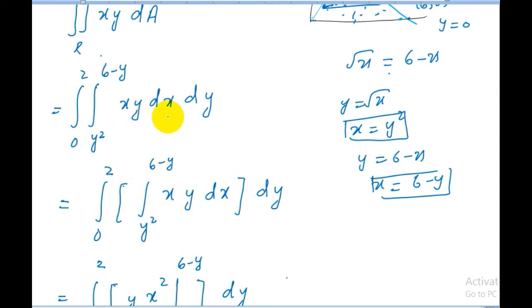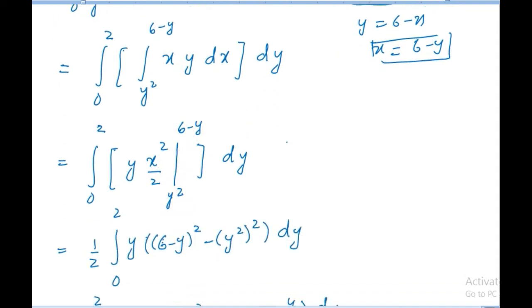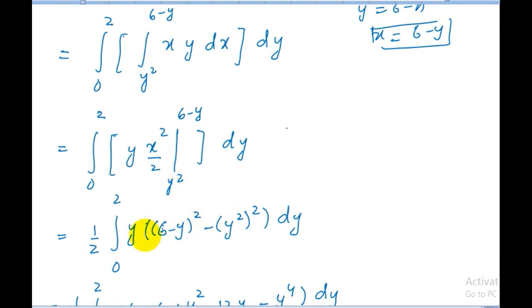First we evaluate the inner integration with respect to dx, partial integration with respect to x. For this, y is kept as constant, so the integration of x is x square upon 2, and its variation is from y square to 6 minus y. So after putting the limits, we get the integral of y into (6 minus y) whole square minus (y square) whole square, upon 2, dy.